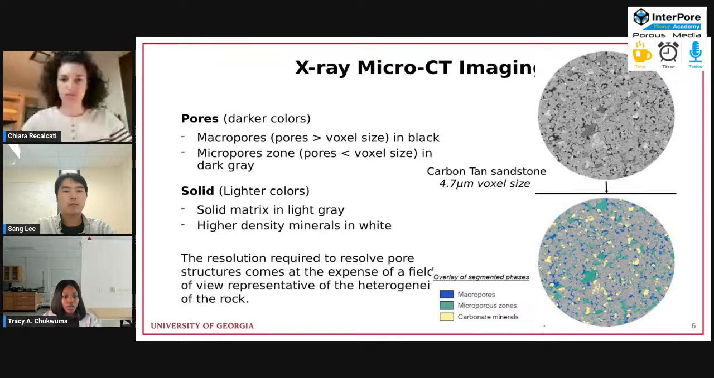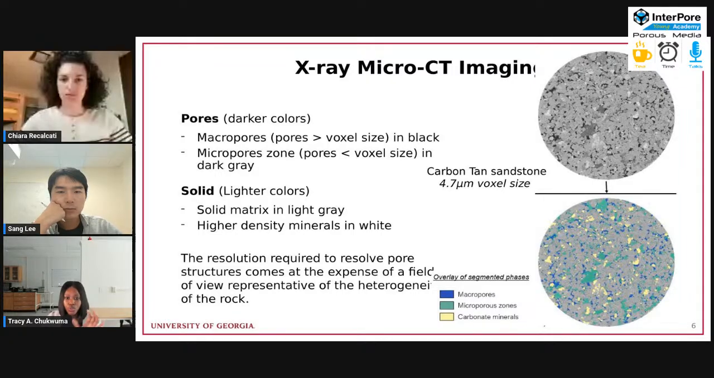Just as a quick example, I'm sure we're all conversant with X-ray micro-CT imaging, but as a quick refresher, this is an imaging technique that relies on density attenuations of X-rays passed through a porous media or a rock sample in this case. This is one of the samples we worked on, but it's the primary one I'll be speaking on throughout this talk, which happens to be the carbonate sandstone, and it was imaged at about 4.7 micron voxel size. That's the resolution of the imaging.